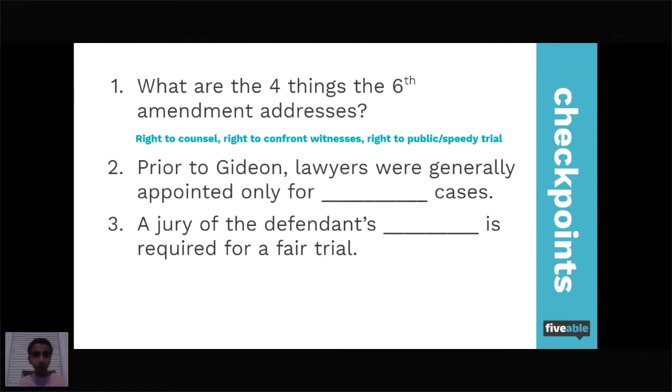The other thing, prior to Gideon, lawyers were only appointed for capital cases, and a jury of the defendant's peers is required for a fair trial. And I'm sorry, I don't know why that blue thing is all the way over there, but do know that before Gideon, it only applied to capital cases. After Gideon, it applied to the states and all cases.